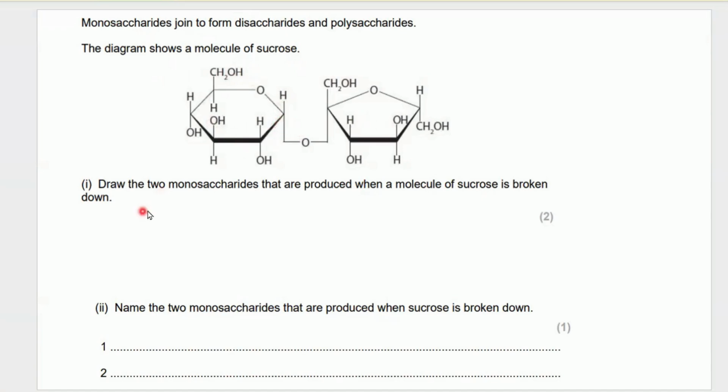Monosaccharides join to form disaccharides. Here's a molecule of sucrose. Draw the monosaccharides that are produced when a molecule of sucrose is broken down.